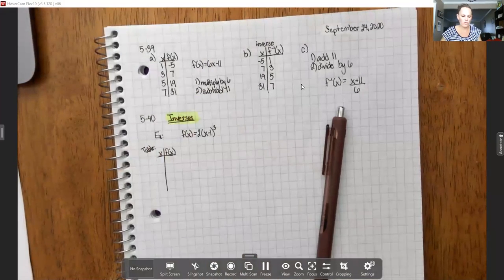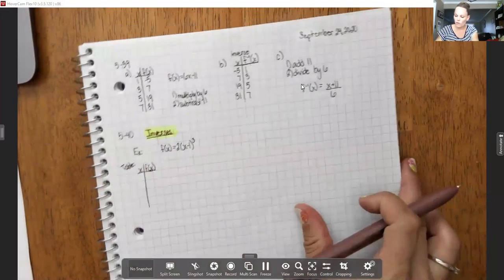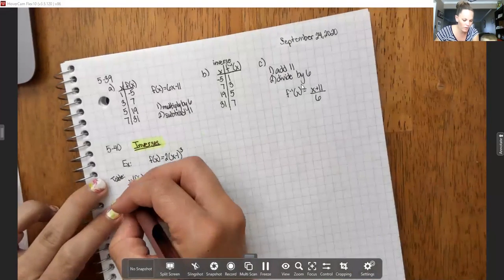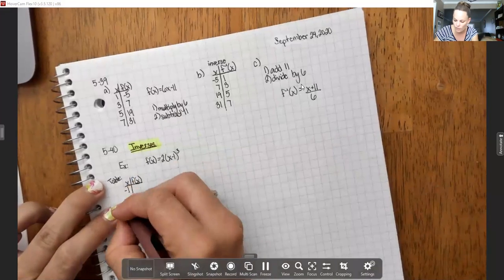So for our table, we'll go ahead and just go from -1 to 3.